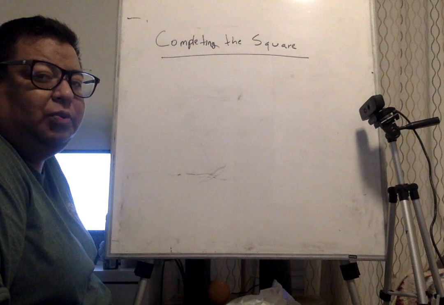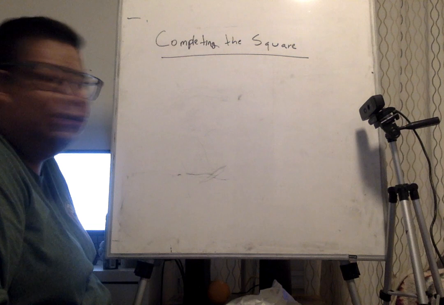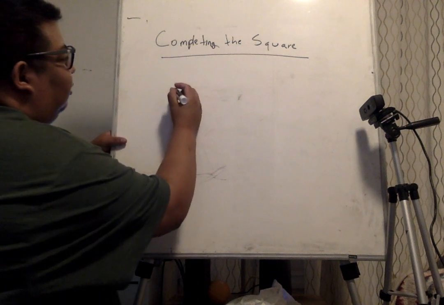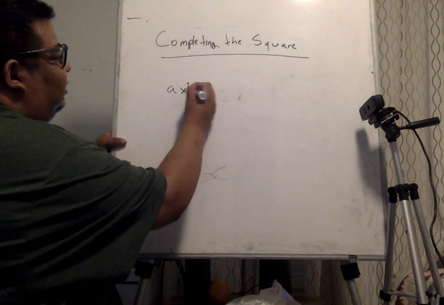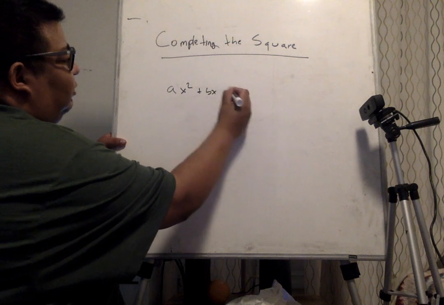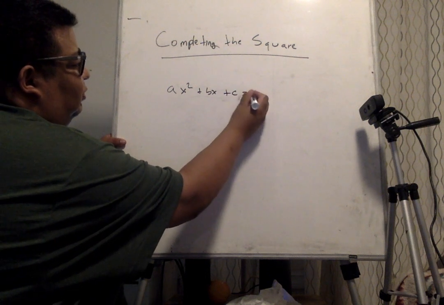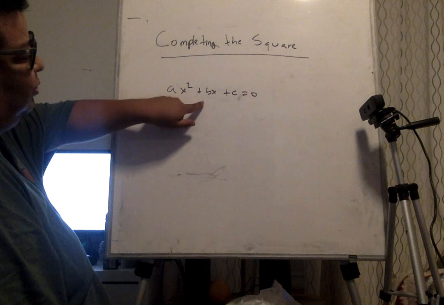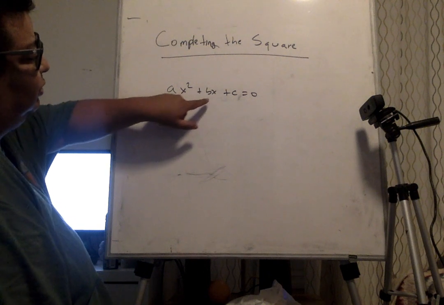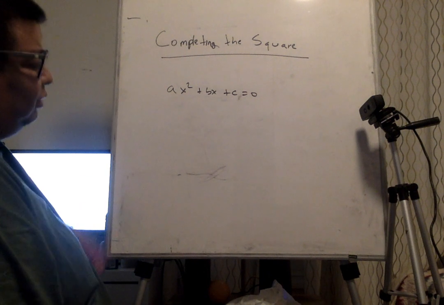So let's look at when it's good to use this method. Remember, your quadratic looks something like this: ax squared plus bx plus c equals 0. Sometimes it may not be easy to factor this, so you can use completing the square.